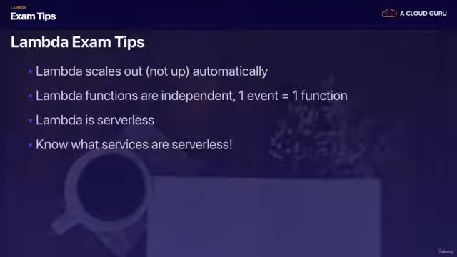Remember that Lambda is serverless, and you should really go into your exam understanding what services are serverless. So RDS is not serverless. Even though you don't have to worry about the operating system, Amazon takes care of it, there is still an operating system there that they have to go in and patch, and you still have downtime whenever they're doing maintenance and stuff. The exception to that, obviously, is Aurora Serverless. That's the only RDS service that is serverless. Things like DynamoDB, S3, Lambda, API Gateway are all serverless technologies. EC2 obviously is not serverless.